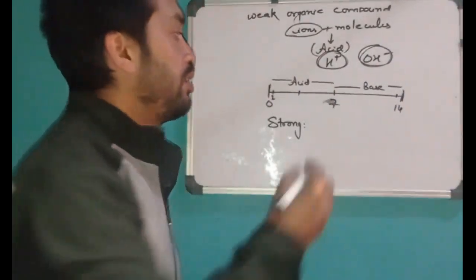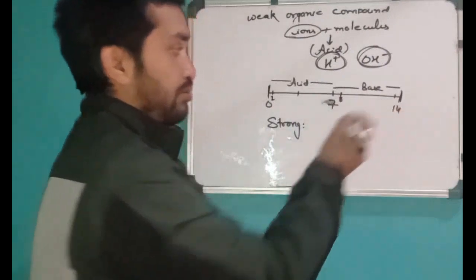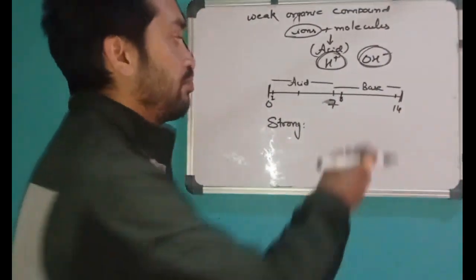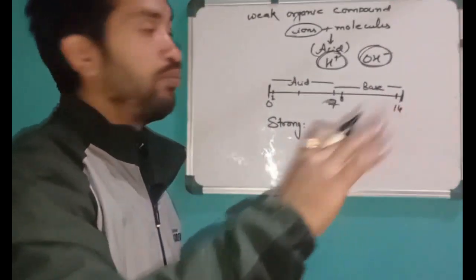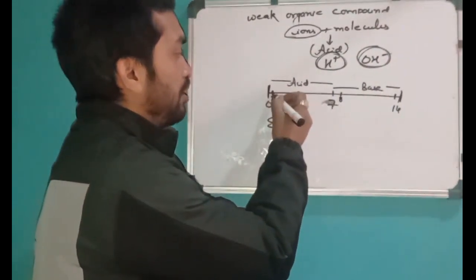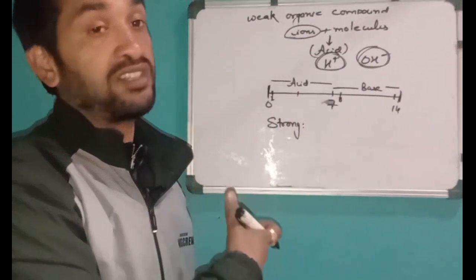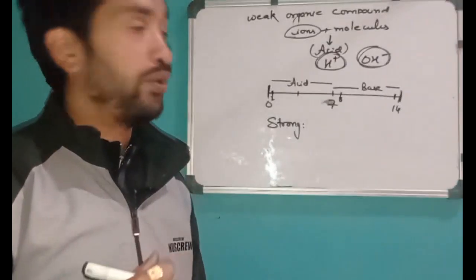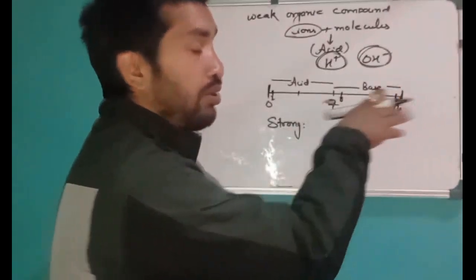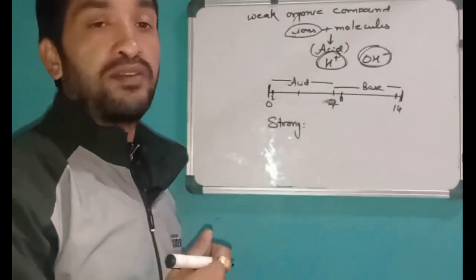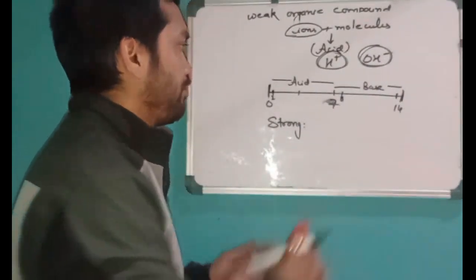Do not get confused that this is the starting point. Many of you may think that it is more basic. Basic means nearer to the end point, the extreme point, and more acidic means nearer to the extreme point, which here is the starting point. So the nearer to the starting point, the more acidic; the nearer to the end point, the more basic. And what about 7? 7 means neutral.